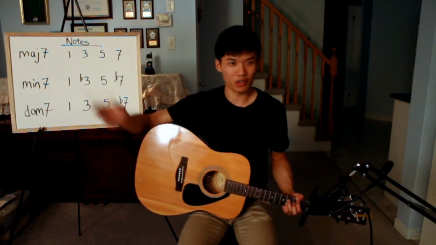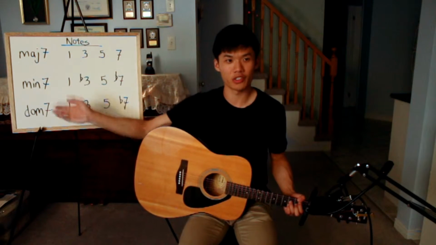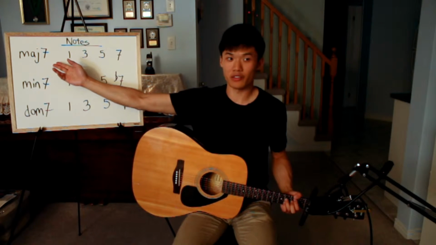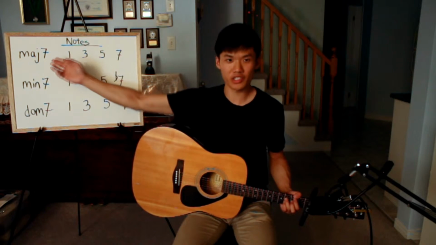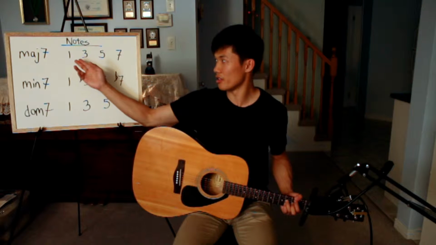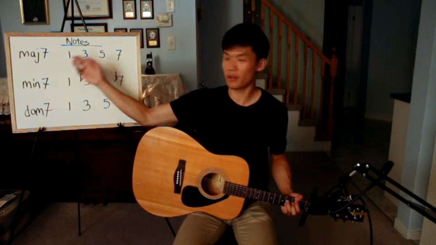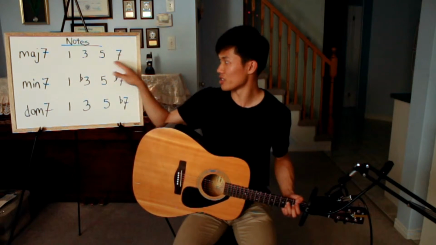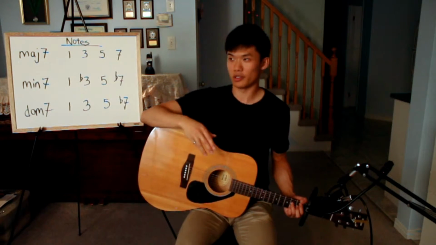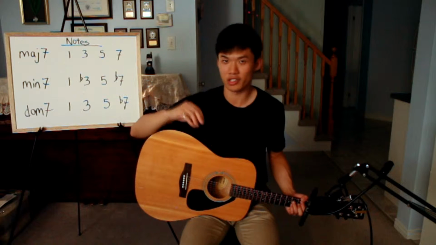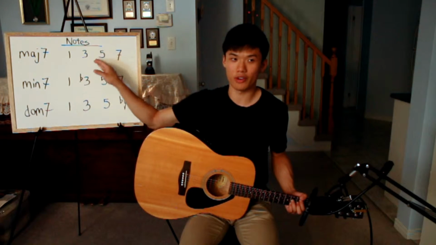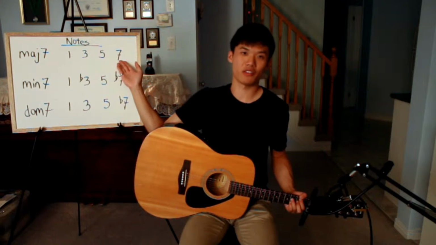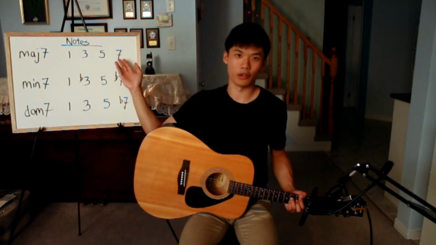I've written out the structure of the 3 different types of 7 chords on the board here. There is the major 7 chord, and the major 7 chord requires that we play the root note, or the 1, the 3, the 5, and the 7. These tones together make up the major 7 chord. I taught you that a major chord contains the 1, the 3, and the 5. Now we're calling it a major 7 by simply adding the 7th tone of the scale to the chord.